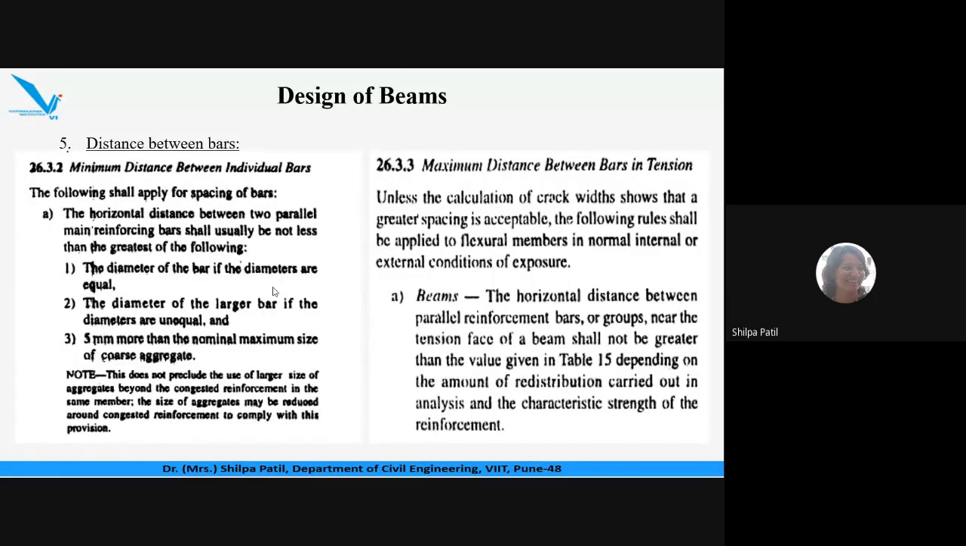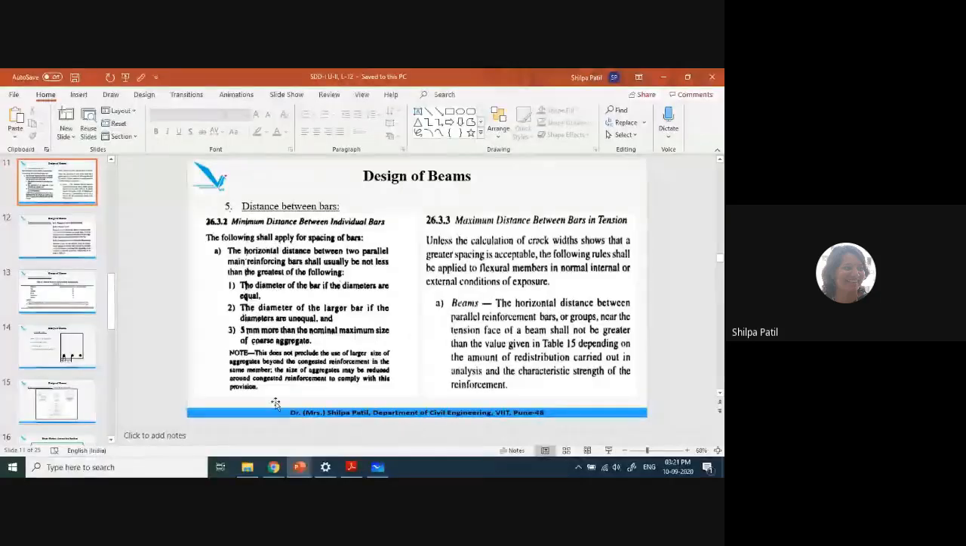I will write down first all these three criteria: diameter of the bar, then diameter of the larger bar. We are providing all three bars of the same diameter, so it is 20 again, and 5 mm more than the nominal maximum size. So normally the nominal maximum size is considered as 20 mm. So 20 mm plus 5 is 25. So I will simply write down these three criteria over here.